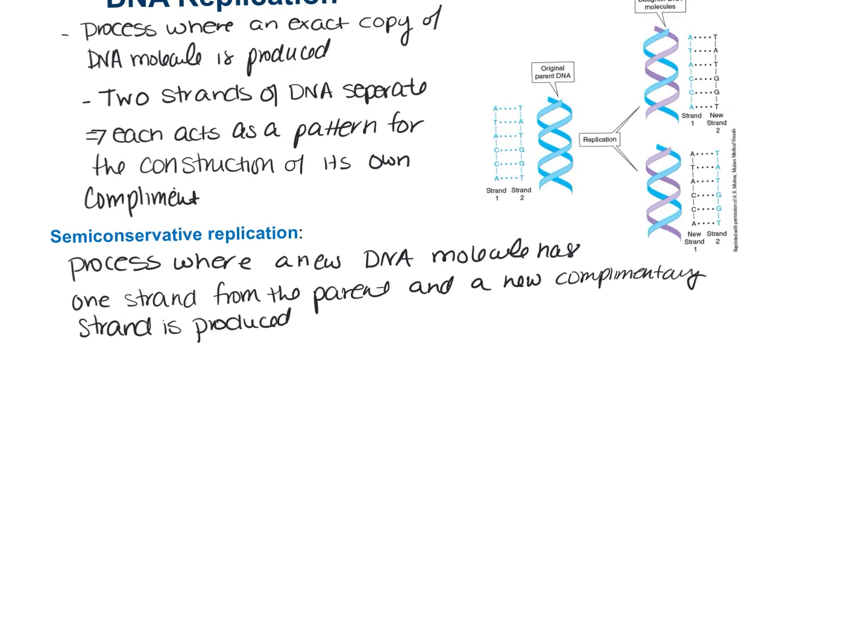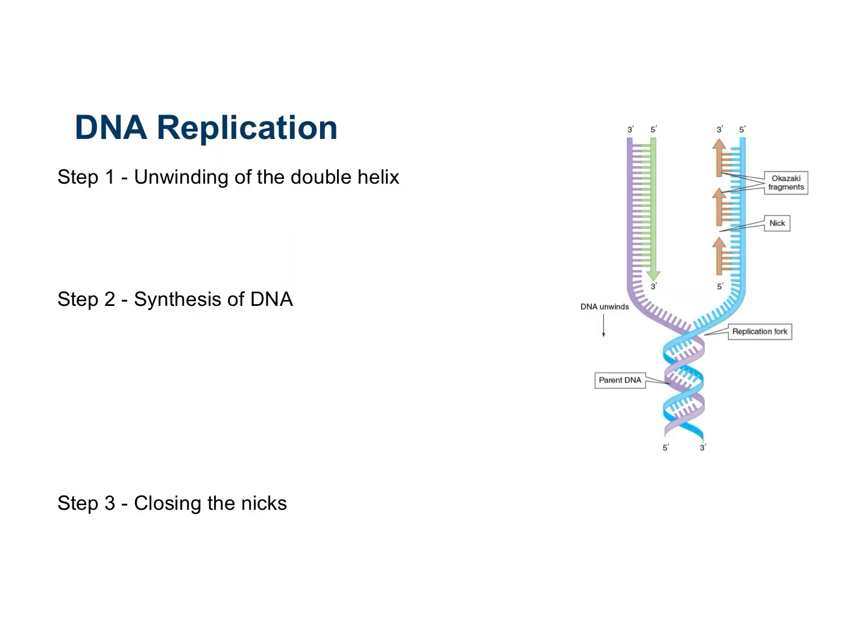Now, let's talk about the specific steps here of DNA replication, because we've kind of looked at the overall view, and now let's talk about the individual steps and how this works. So we can view this as occurring in 3 steps. And the first step is the unwinding of the double helix. So we start kind of down here. This is the parent DNA, and the DNA unwinds, and we have a replication fork here.